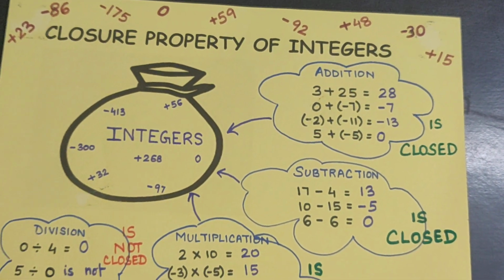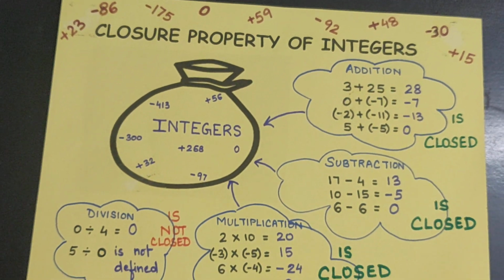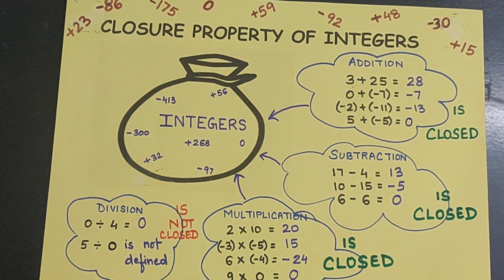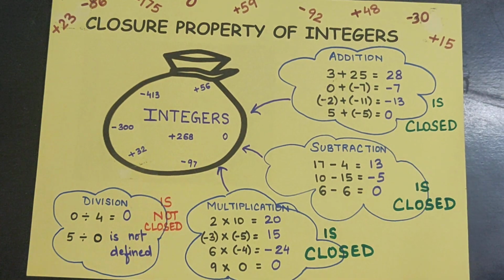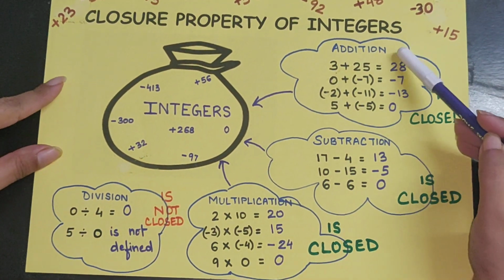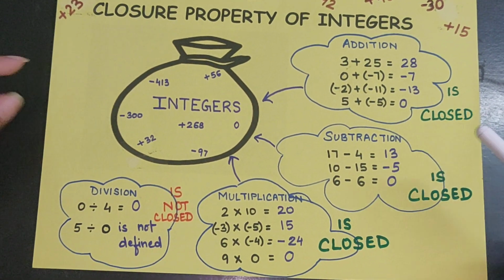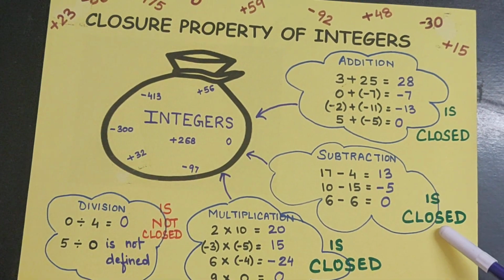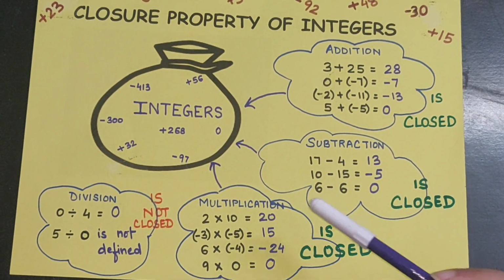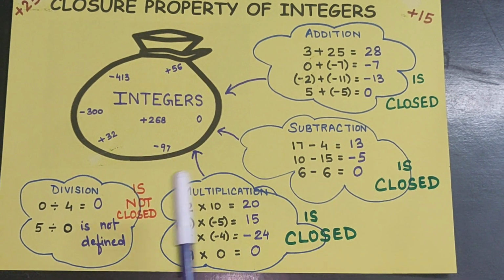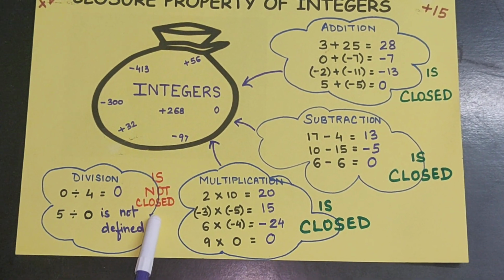So we have had a look at all the possible operations now and the closure property related to all the operations. We revise once again. Addition of integers is closed. Subtraction of integers is closed. Multiplication of integers is closed. Division of integers is not closed.